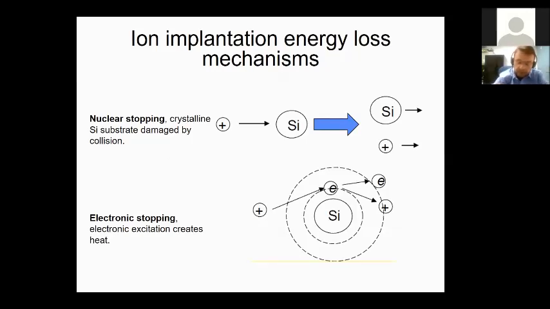When these ions interact with the surface, they will be stopped. How? By colliding with the silicon atoms, or they can interact with the electron clouds of these silicon atoms. If they crash into the silicon and displace the silicon atom, this stopping is called the nuclear stopping. Otherwise, it's called the electronic stopping, and it will create heat, of course. The other one, on the other hand, will damage the crystal silicon.